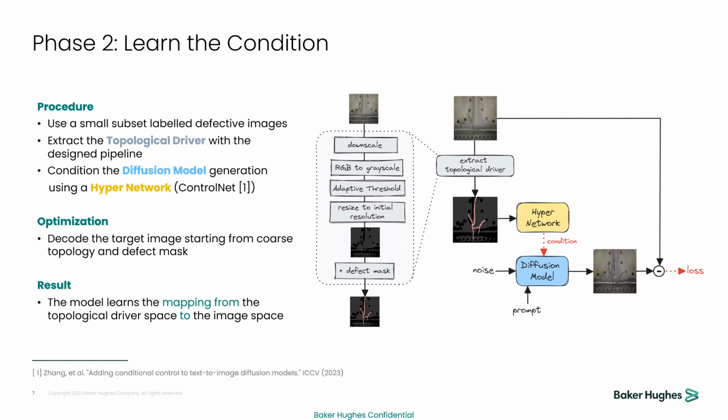After learning the new concept, we tune a hypernetwork using an input topological driver to condition the image generation. First, we extract the topological driver from a small subset of labeled defective images, using the pipeline shown in the picture. Then, we make the model able to produce an image matching the topological driver and showing a defect corresponding to the defect mask inside the driver. The resulting model is then able to learn the mapping from the topological driver space to the image space.